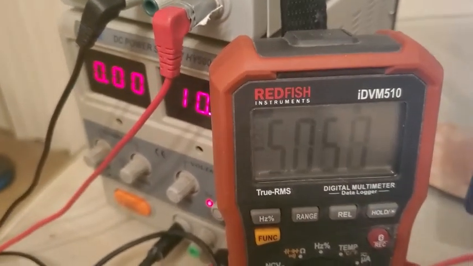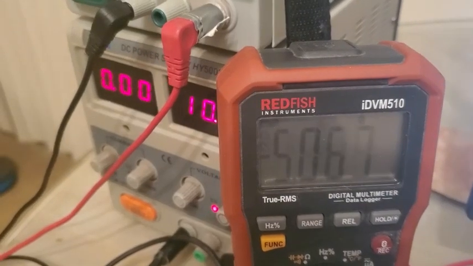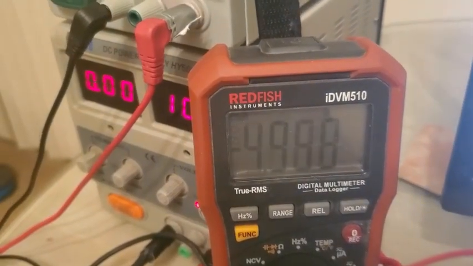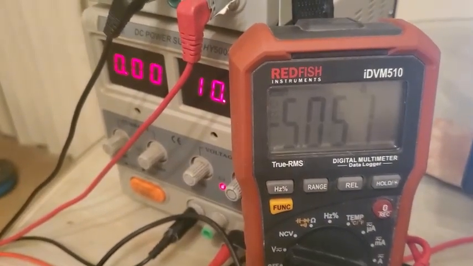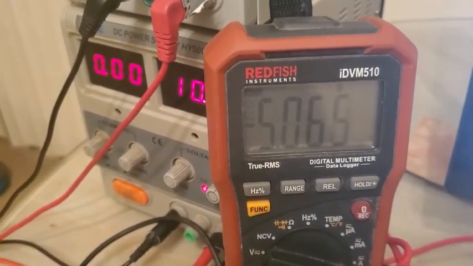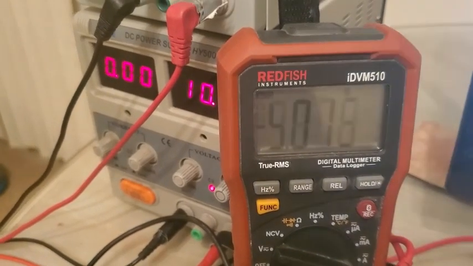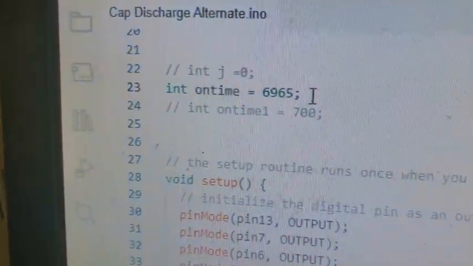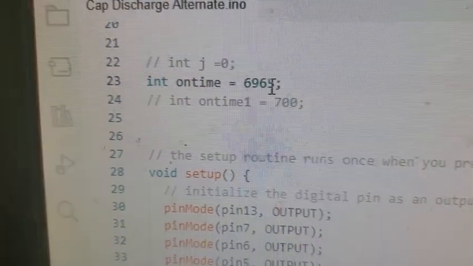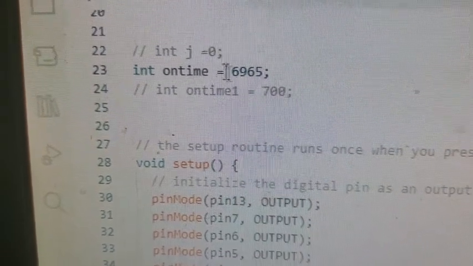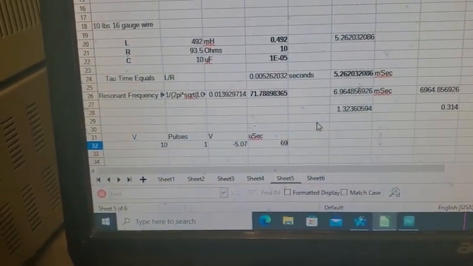So we're going backwards. But let's just put that in the spreadsheet. Negative, call it 5.07. I didn't diddle around. Maybe you get to negative 5.1 if it's at 35 or something, but I'm not going to bother. It's within 1 or 2% of where it should be. So 6965.